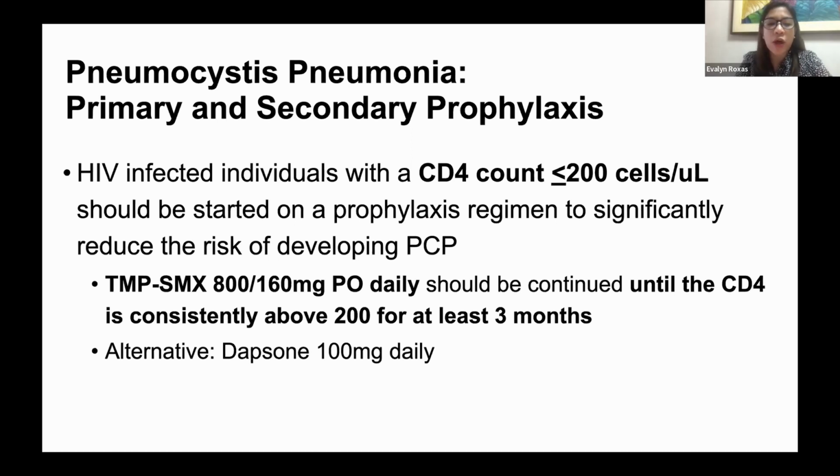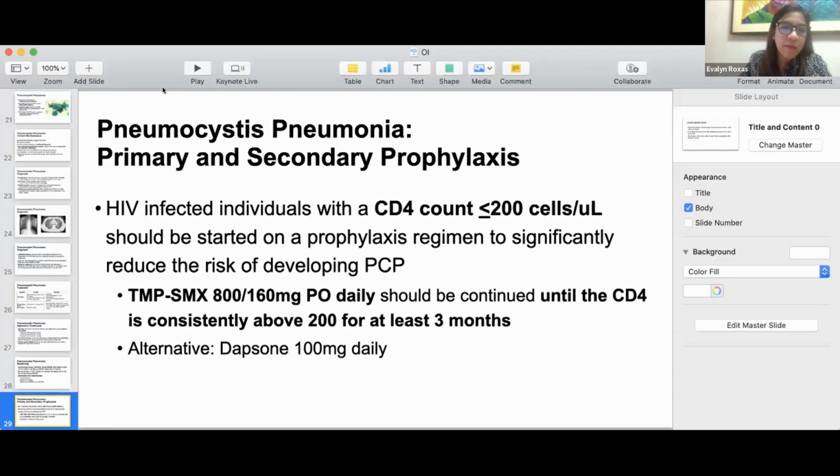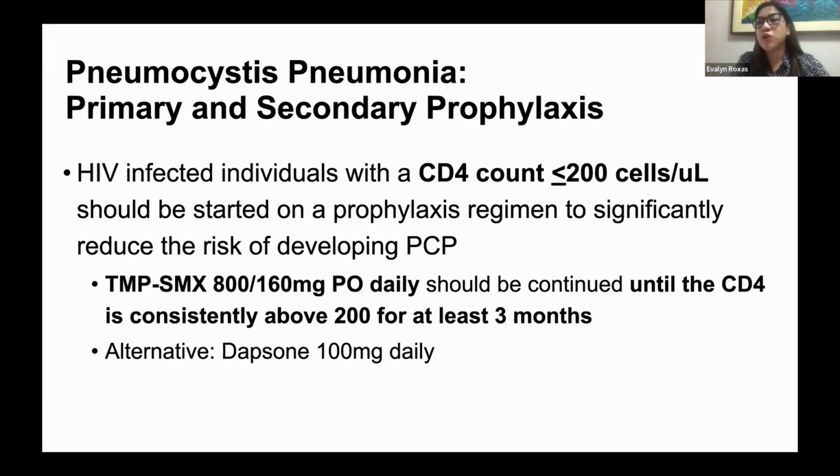You can give Cotri at this dose, 800/160 once daily, and it should be continued until the CD4 is consistently above 200 for at least 3 months. So we have to monitor the CD4 level of the patient also. If the patient has a CD4 count of more than 200 continuously for the next 3 months, then maybe we can discontinue the prophylaxis already.